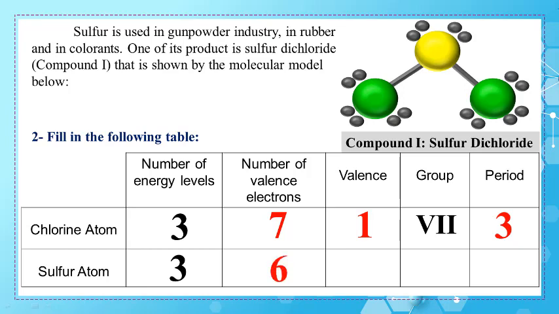6 valence electrons. 1, 2, 3, 4, 5, 6. The valence is the number of electrons needed to satisfy octet rule, so the valence of sulfur is 2. Sulfur has 6 valence electrons, so it belongs to group 6. The period is identified by the number of occupied energy levels, so sulfur belongs to period 3.